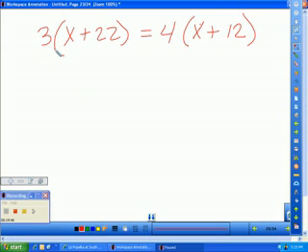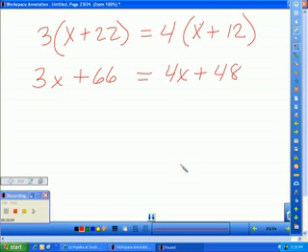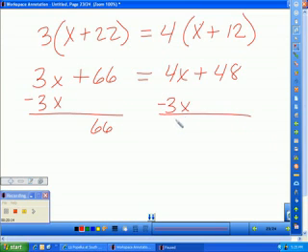First of all, I'm going to use distributive property. 3 times X is 3X. 3 times 22 is 66. 4 times x is 4x. 4 times 12 is 48. I'm going to get rid of the 3x because it has the smaller coefficient. Because I subtracted 3x from over here, I've got to subtract 3x from over here.